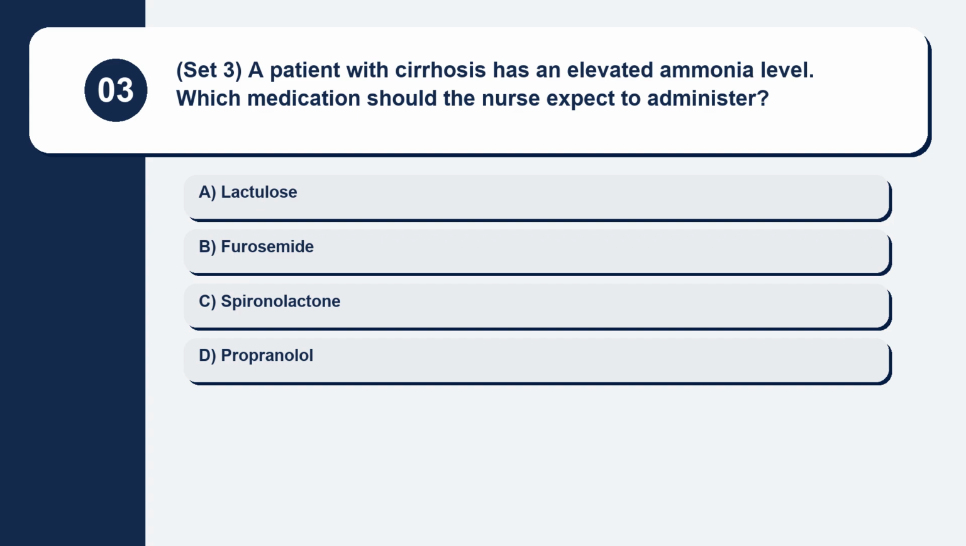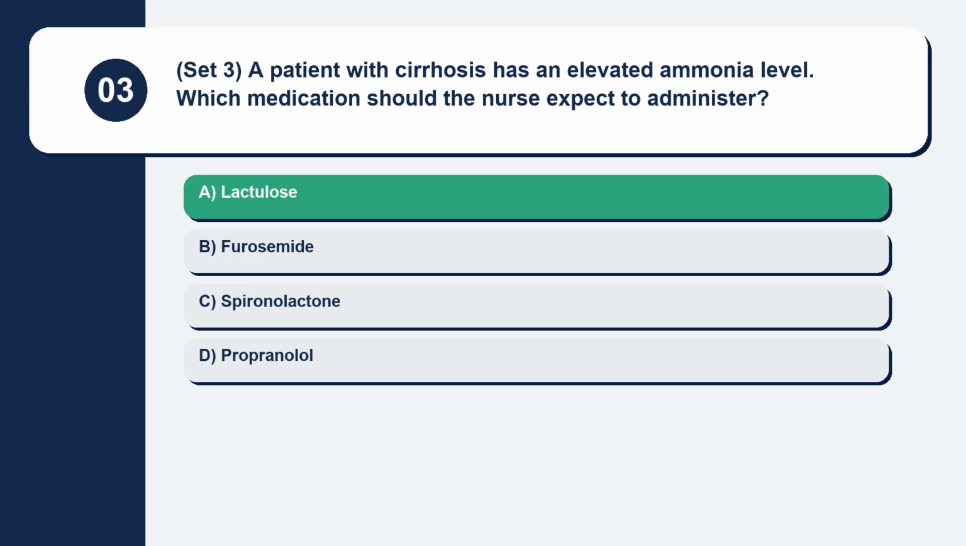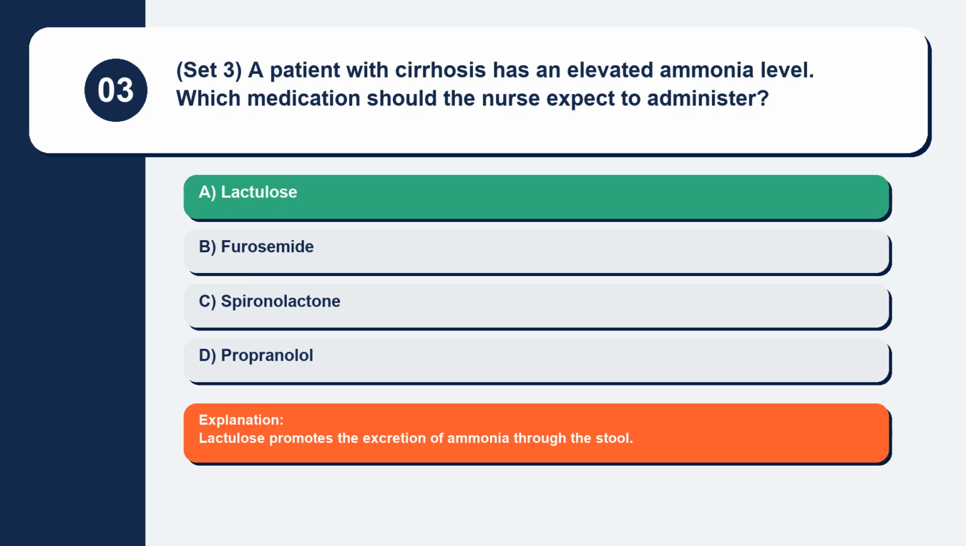Question 3. Set 3. A patient with cirrhosis has an elevated ammonia level. Which medication should the nurse expect to administer? Lactulose, furosemide, spironolactone, propranolol. Lactulose promotes the excretion of ammonia through the stool.